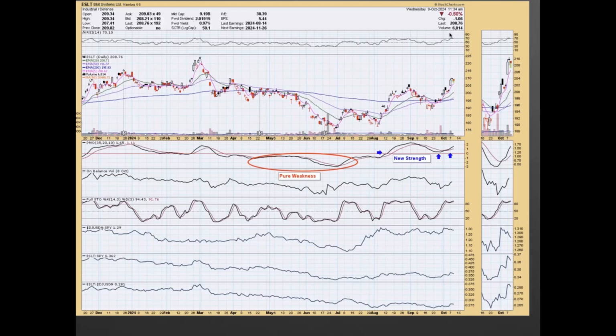Now, I would mention that the RSI in this case has gotten overbought. So there is that chance you're going to get a pause, maybe a little bit of consolidation there to take that out of overbought territory.